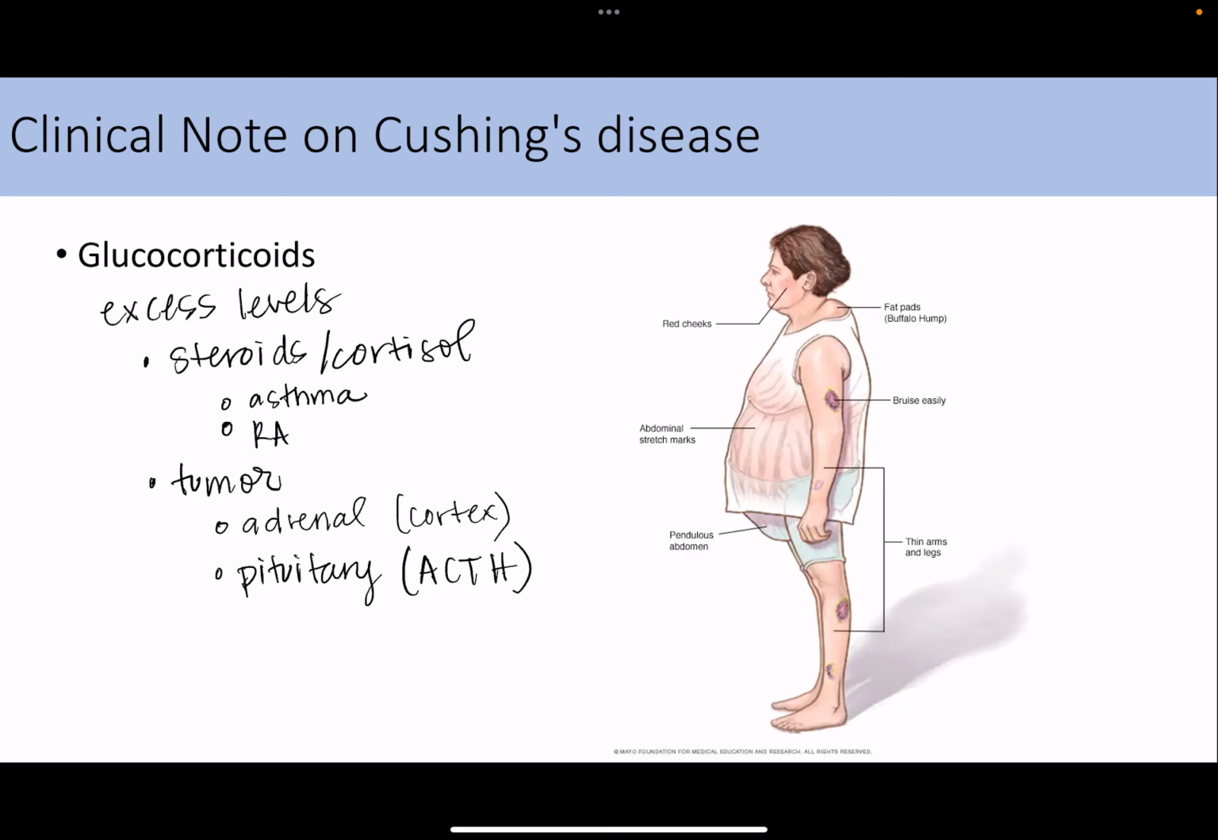Do you mind spelling out... Oh, rheumatoid arthritis.